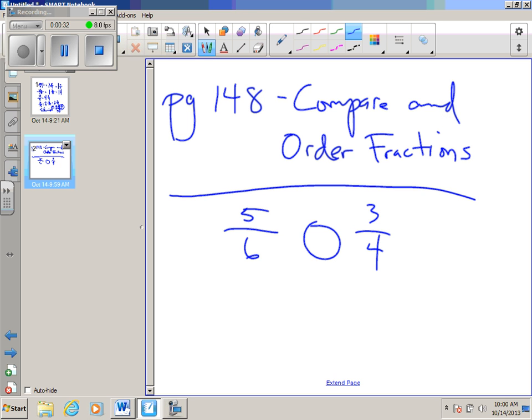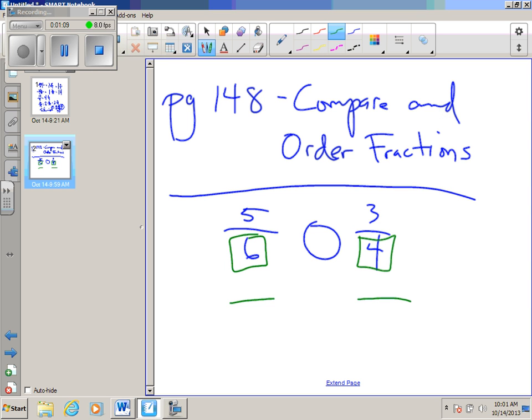When we talk about comparing and ordering fractions, an example is going to look like this. They're going to say 5/6 is what compared to 3/4? Is 5/6 greater than 3/4? Is it less than 3/4? Is it equal to 3/4? It's kind of hard to tell right now unless you have a really good knowledge of fractions and their values.